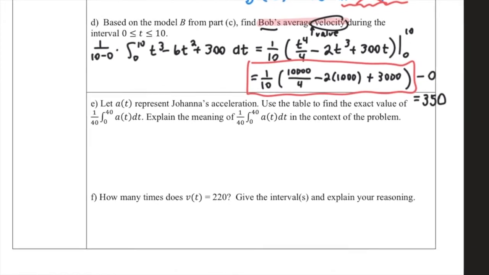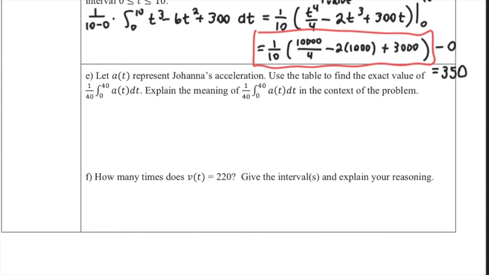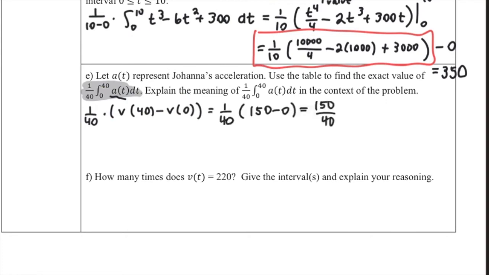Those first 4 parts represent a pretty standard FRQ. I've added a few extra questions at the end just so you could see different types of questions. In part E, I'm asked to find the exact value of this integral, 1 over 40, and the integral from 0 to 40 of a of t dt. Because I'm given a table of velocity values to work with, I need to get this to be velocity, so the antiderivative of that acceleration is going to be velocity. Antiderivative of acceleration is velocity, and then I plug in my limits, so v of 40 minus v of 0, and now I can just go to my table and look up these values. I get 150 over 40, and that is my exact value of that integral.